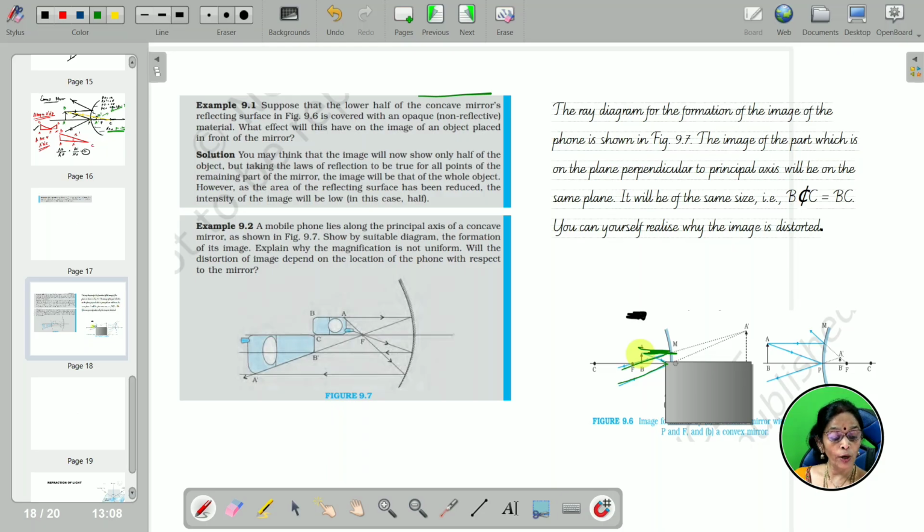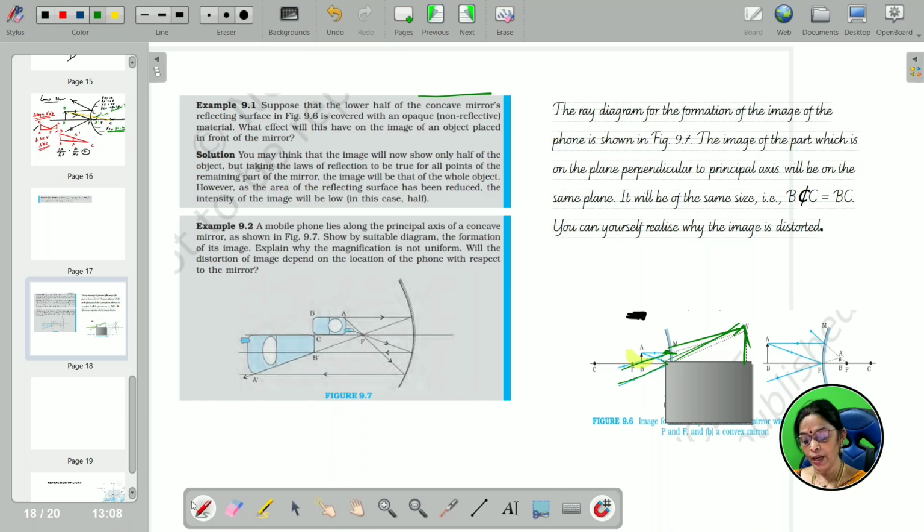Though it is producing an image, the aperture is reduced, and the intensity is directly proportional to the aperture squared. So the intensity gets reduced. Can we check the answer? Yes, we can check the answer here. So what is the answer?